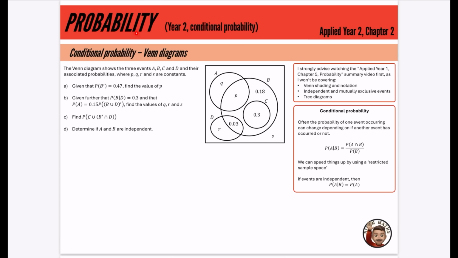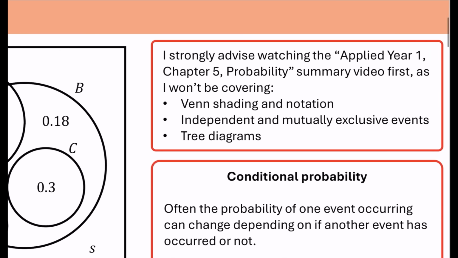Okay, we are now moving on to probability, which is chapter 2 for statistics year 2. This does come up in year 1, so this is the year 2 content, which now includes conditional probability. What I want to start off by talking about is I strongly advise you watch the applied year 1 chapter 5 probability summary video first, as I will not be covering Venn shading and notation. That's already been learned about in applied year 1.